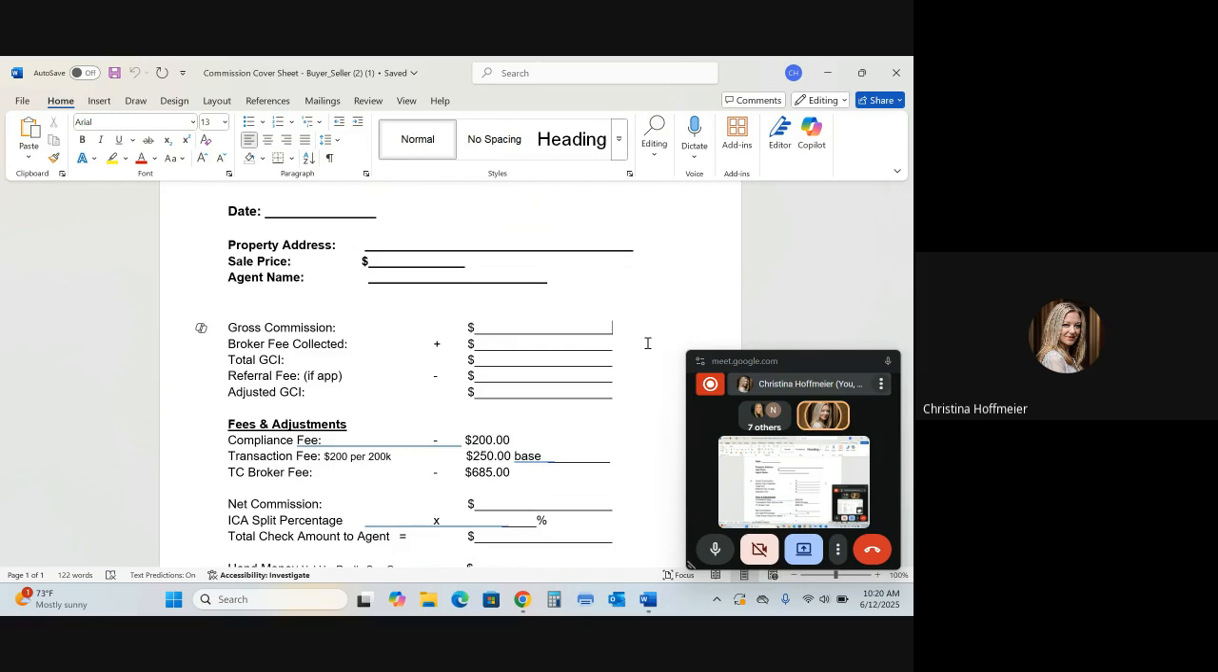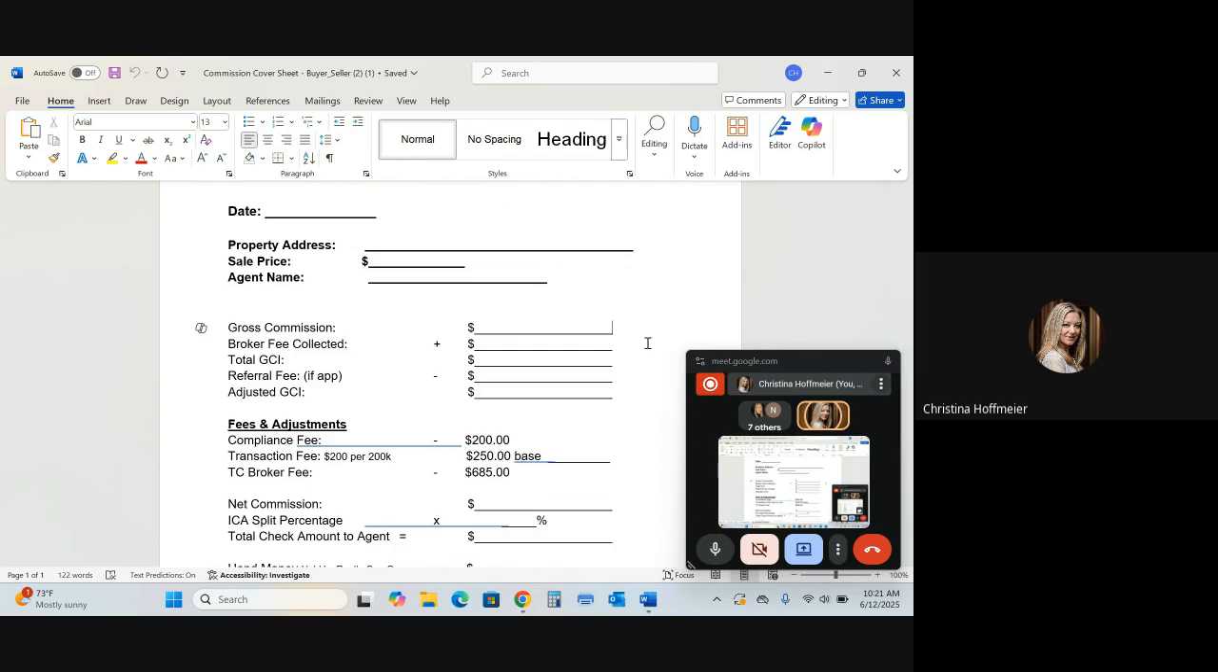So in the scenario we were talking about, the $100,000 sale price at 3% commission, in the gross commission area, we would put $3,000. Next, on the second line, we would put in broker fee collected, and that would be $685. So then the total GCI means the two of those together, how much credit we received as a broker, is going to be $3,685.